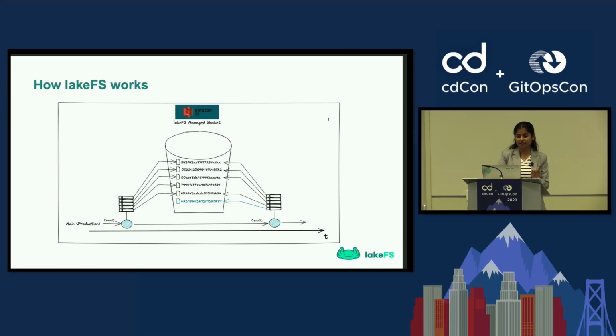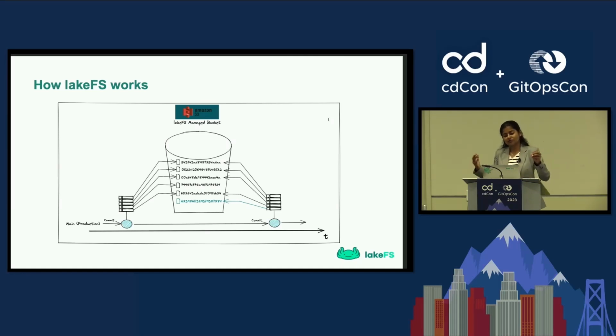LakeFS commits are just a collection of pointers. So you have storage objects underneath, you hash the storage objects, you create a couple of hashes, and then you reference those hashes for each of these commits. So even when you create a new branch, it's just copying those pointers, or those hashes, of the underlying objects. If you have a petabyte scale data lake, when you create a new branch, you're not copying petabytes of data into another bucket. You're just copying pointers to those.